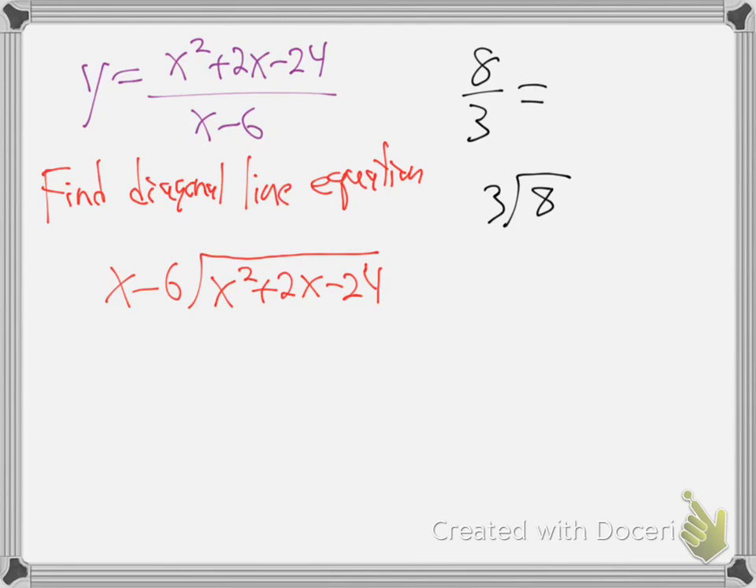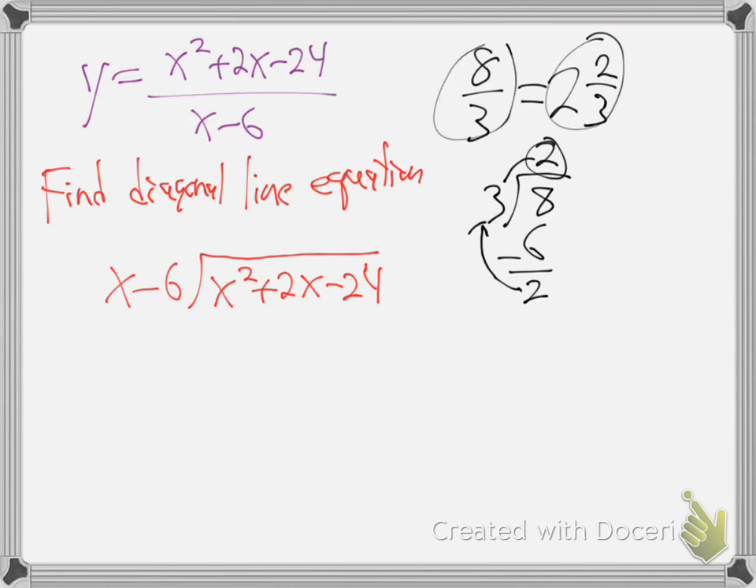3 goes into 8 twice. 2 times 3, 6. Subtract, 2. And what do you do with that 2? It's 2, and this goes over that. Remember, it's bottom over left, like that. So this and this are two different ways to say the same thing, aren't they? Improper fraction or mixed number.